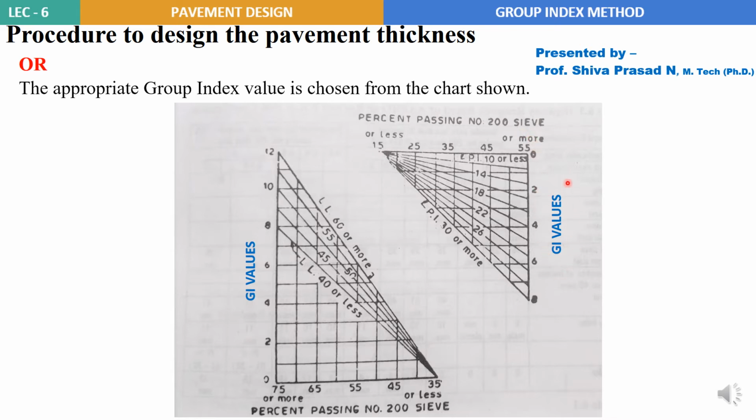I'll repeat again. The first chart makes use of liquid limit and percentage passing number 200 sieve. These two values are used for arriving at the group index values for the soil subgrade, whereas the second chart makes use of plasticity index and the percentage passing number 200 sieve. These two values are utilized in arriving at the group index values of the subgrade soil.